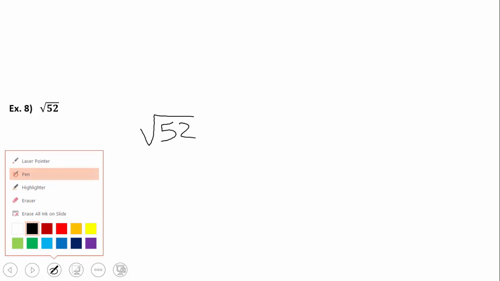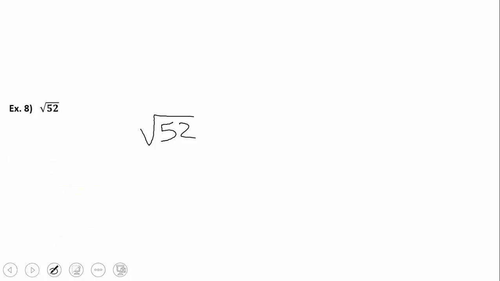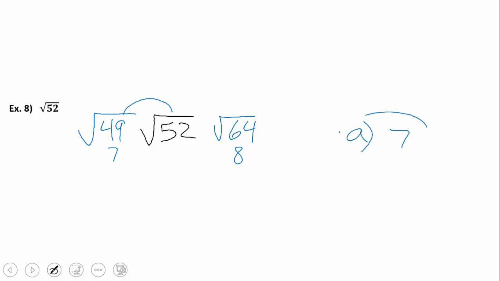Let's do another one. Okay? Let's do the square root of 52. So we're going to write down our target number, the square root of 52. And then what are the perfect squares that come before and the perfect square that comes after? So the one that comes before is 49. The one that comes after is 64. The square root of 49 is 7. The square root of 64 is 8. And 52 is closer to 49 or 64? That's right, it's closer to 49. So our answer to A is going to be 7 as an approximation to the nearest integer.